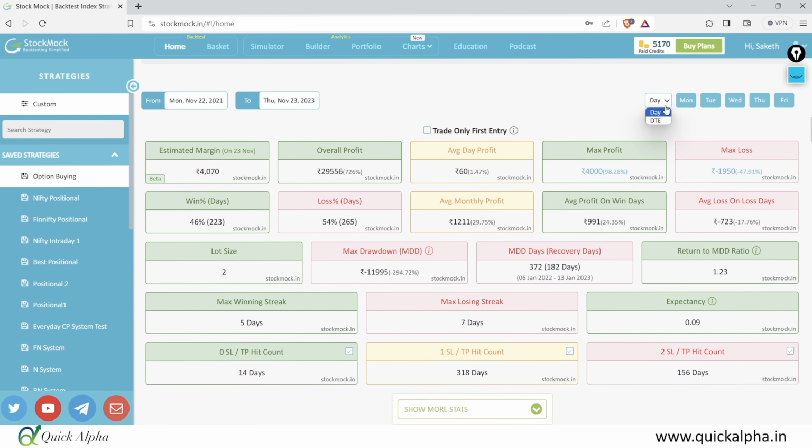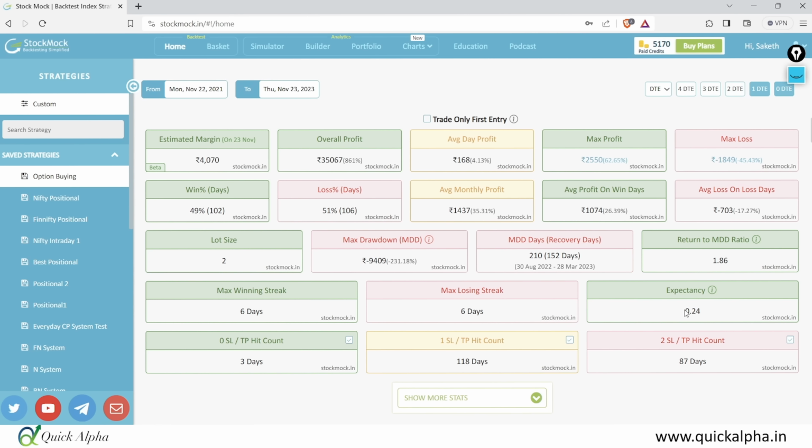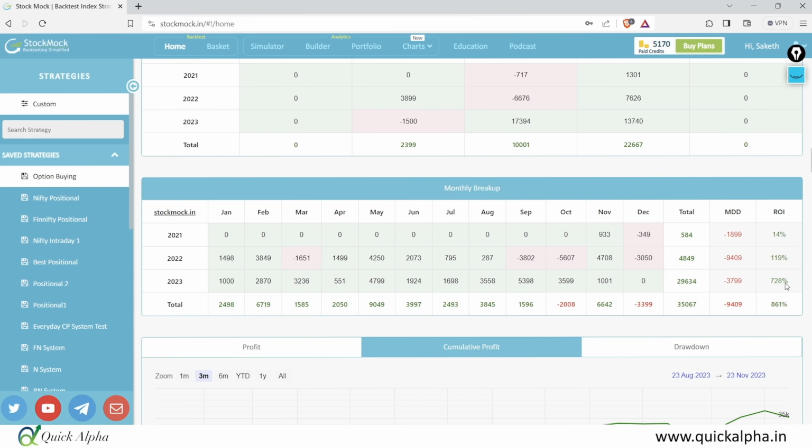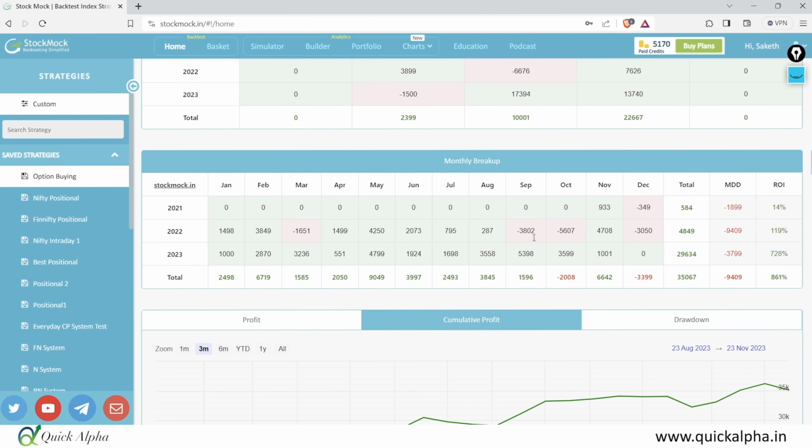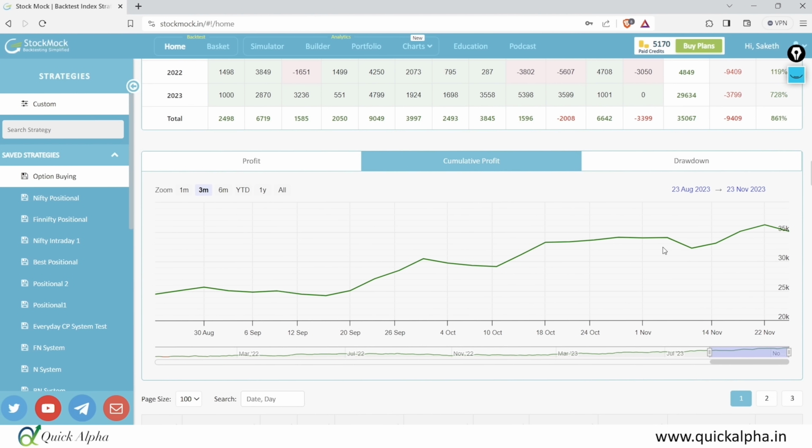So let's quickly change this to 0 DTE and 1 DTE. So you can see the expectancy has actually dropped from 0.42 to 0.24. And when you come down and take a look at it, you can see in the year 2023, this system has given you a return of 700%. Whereas when the VIX was higher, this system has given a return of only around 120%. So you can see that the performance is not that bad. So overall, in the past 24 months, 19 months have been profitable and only 5 months are loss making.